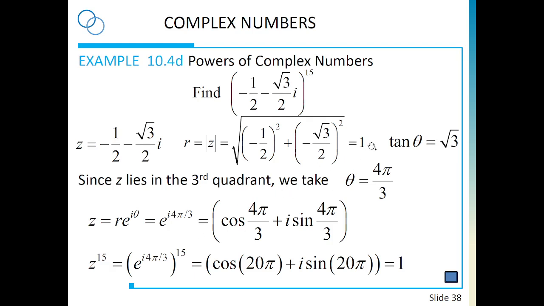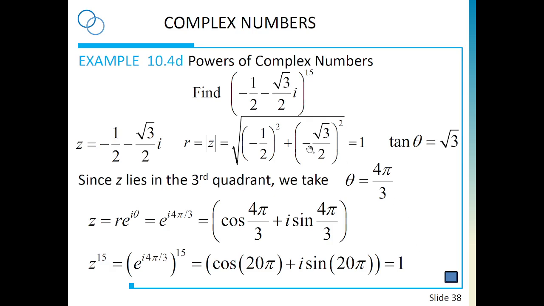Here the modulus was 1, so 1 to the power 15 is still 1, so that's why we don't write it, it's not a big deal, it's just 1. The procedure said that the angle needs to be multiplied by the power, so the angle multiplied by 15. So 4 times 15 is 60, divided by 3 is 20, that's why we have this. And then we simplify the expression. And that's how we answer these questions.